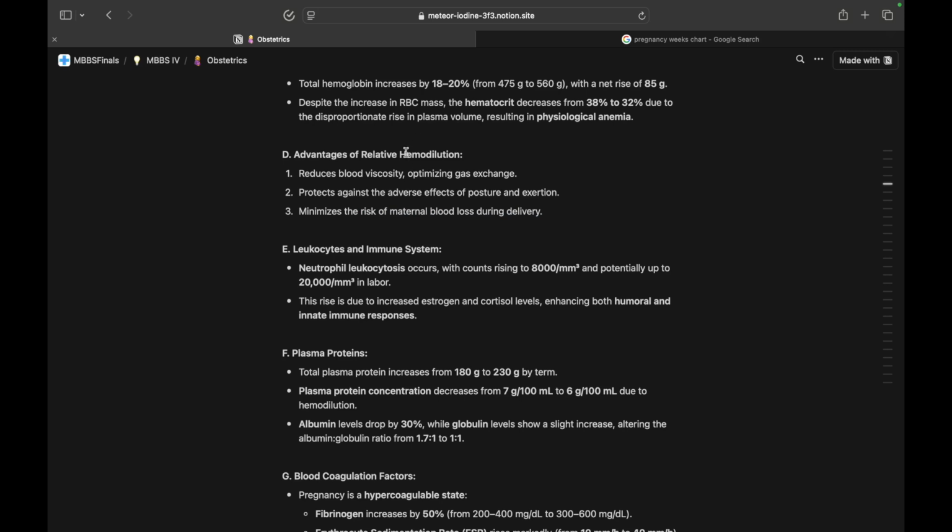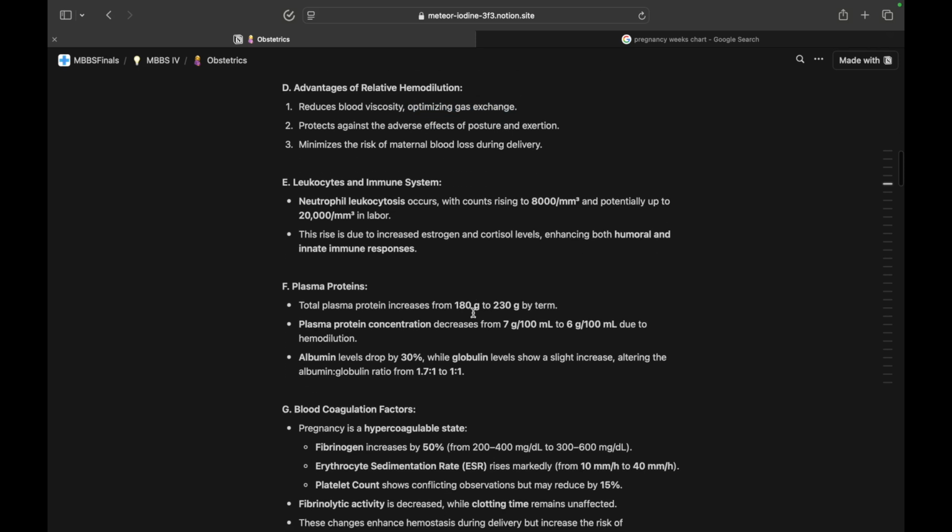But if you had less hemodilution, that would mean less volume, so you couldn't lose a lot of volume during the delivery. But in this particular case, since there is hemodilution, you can lose a bit more volume. Maybe that's the right way of saying it. I'm not particular, but you get the point. It also protects against the adverse effects of posture and exertion and blood viscosity. I think it is mainly about the coagulatory system, that is what I am thinking about, but here they are optimizing gas exchange. Coming to leukocytes and immune system.